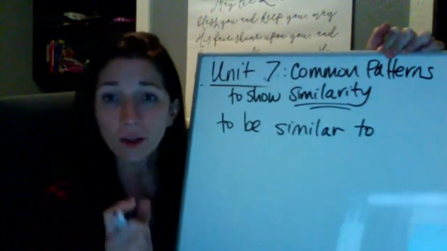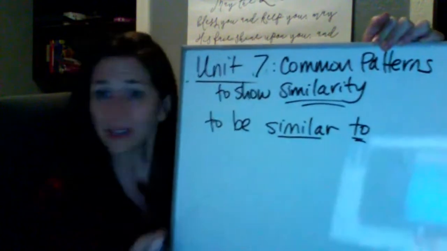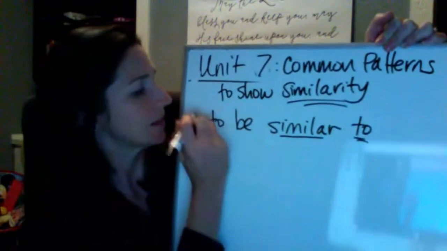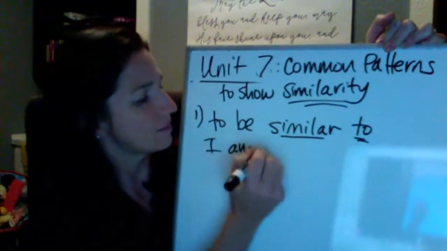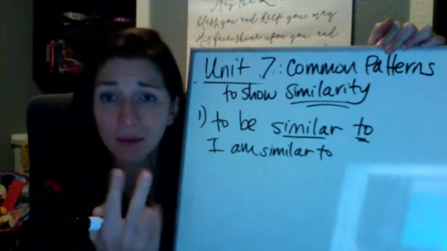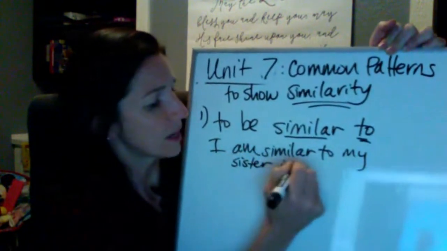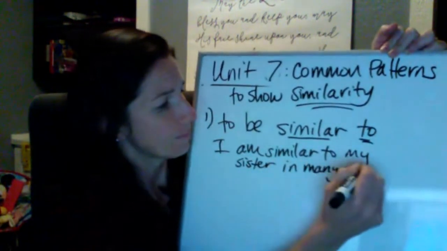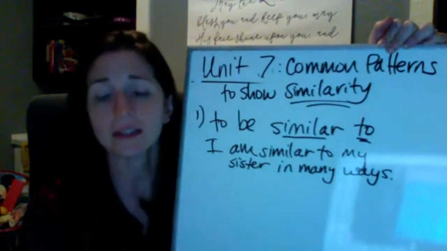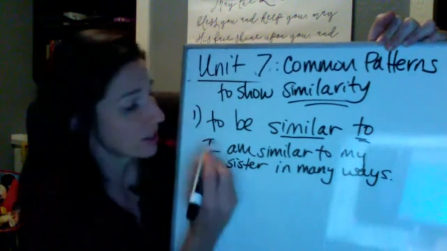We have to remember all the parts. I am similar to, okay? We cannot say similar from, similar in, okay? I am similar to, all right? So this is our first phrase. I am similar to what? We're comparing items, two items. My sister, in many ways. Okay? I'm similar to her. You are similar to your friend. Maybe your mom is similar to her, your dad. Okay, so that's the first one.